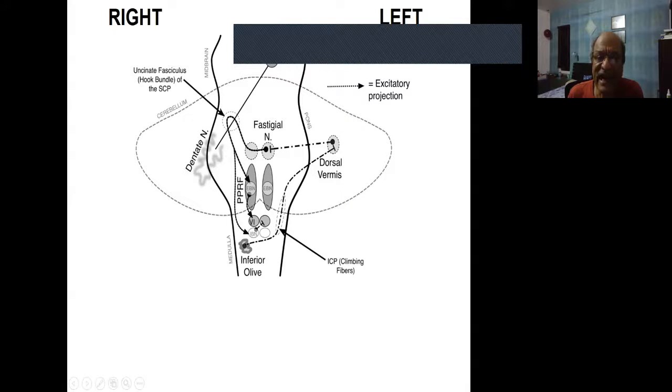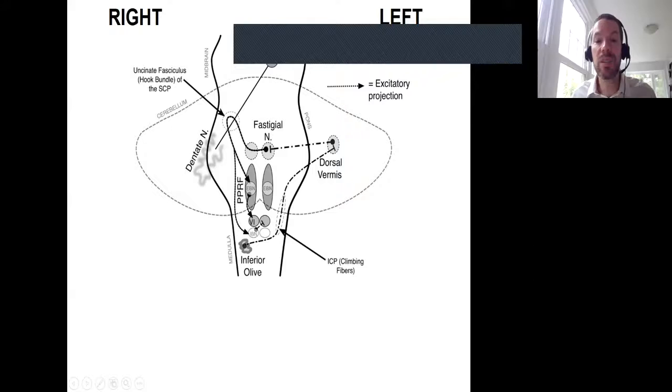What if you have a right inferior olive lesion versus a left dorsal vermis lesion? They are the same pathway, but at different levels. Correct. So again, in both cases, it would be leftward ocular lateral pulsion. But this lesion would cause contrapulsion. This lesion would cause ipsipulsion. But it's the same pathway. Okay.